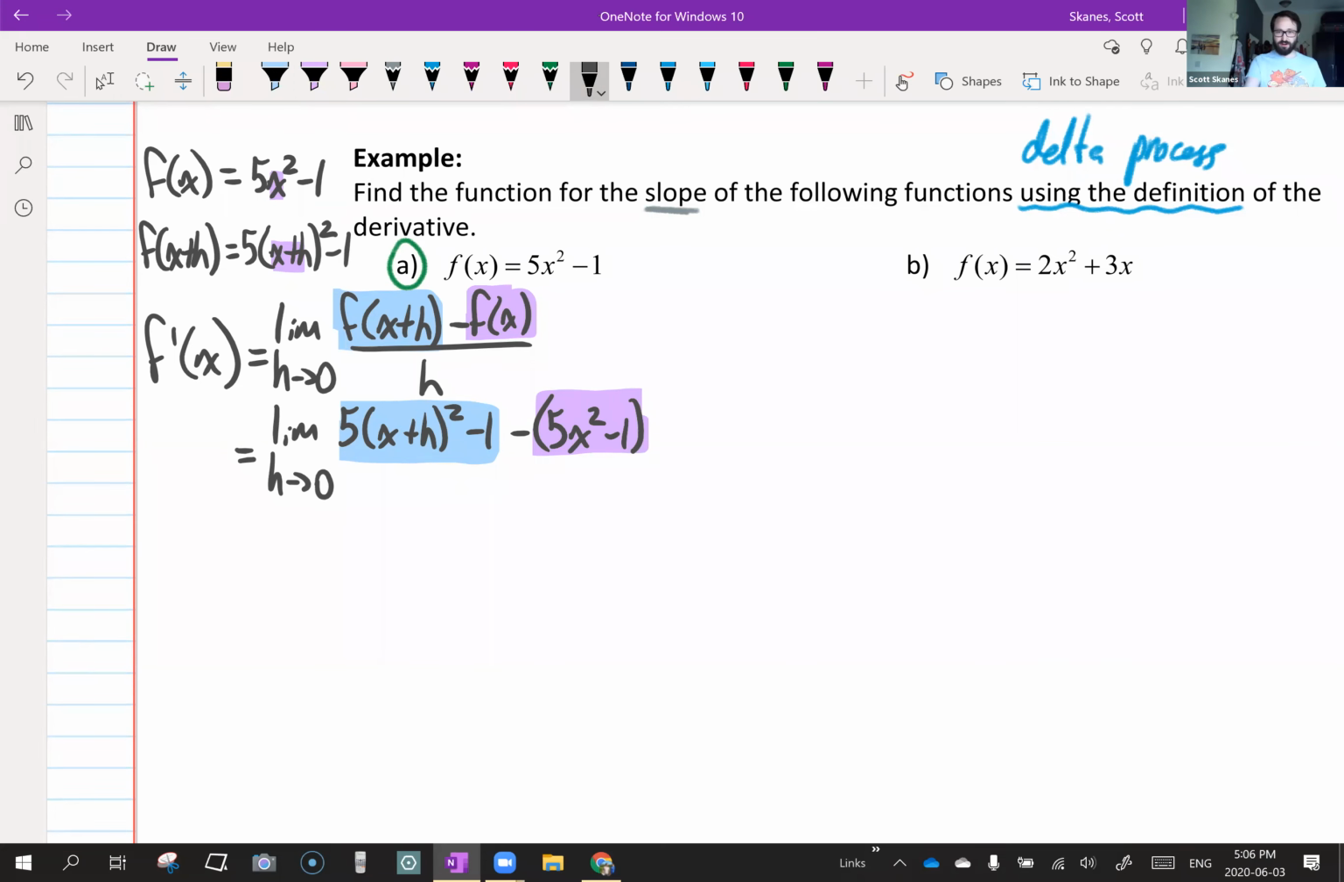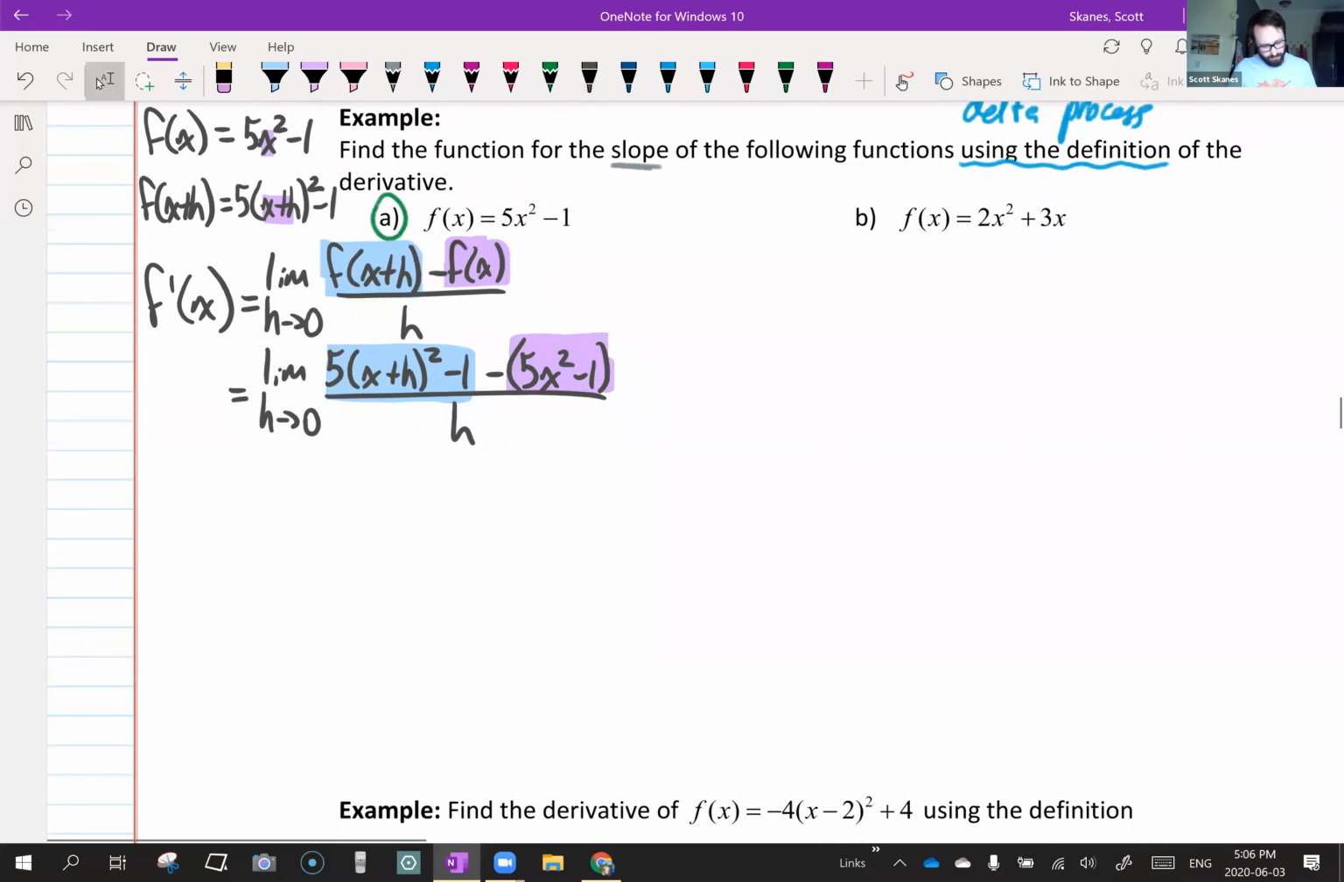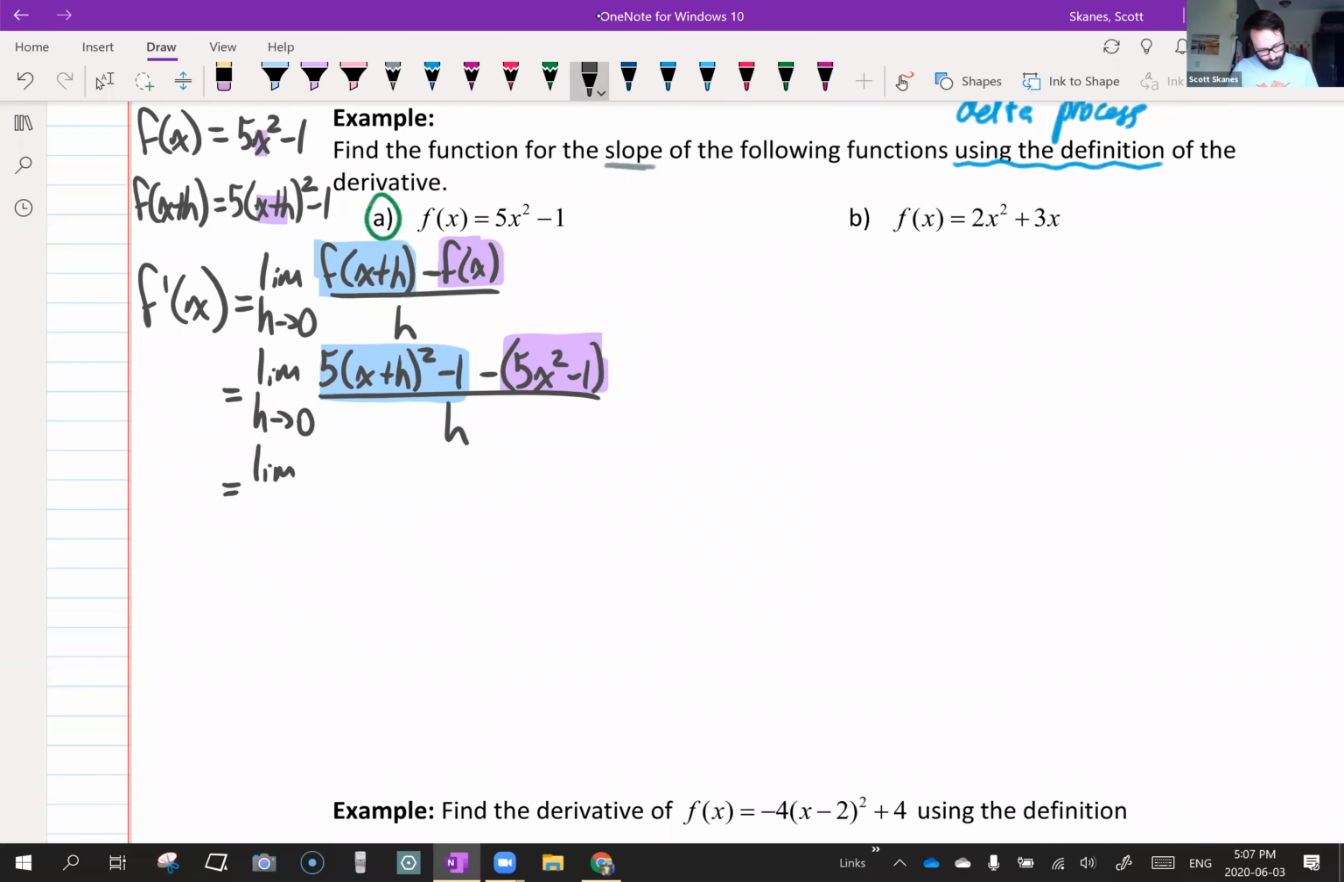And honestly, if you got this far, you can expand it out, do the algebra, and get the final answer. So let's do the algebra first, and then we'll get the limit at the very end. So I'll keep the limit on the outside. How do I expand this? Well, I'm going to have 5 outside of x squared plus 2xh plus h squared. I did that one earlier, the exact same thing. You should be able to see it if you go back a couple of pages. Minus 1 minus, well, I need to multiply through by the brackets, minus 5x squared plus 1.